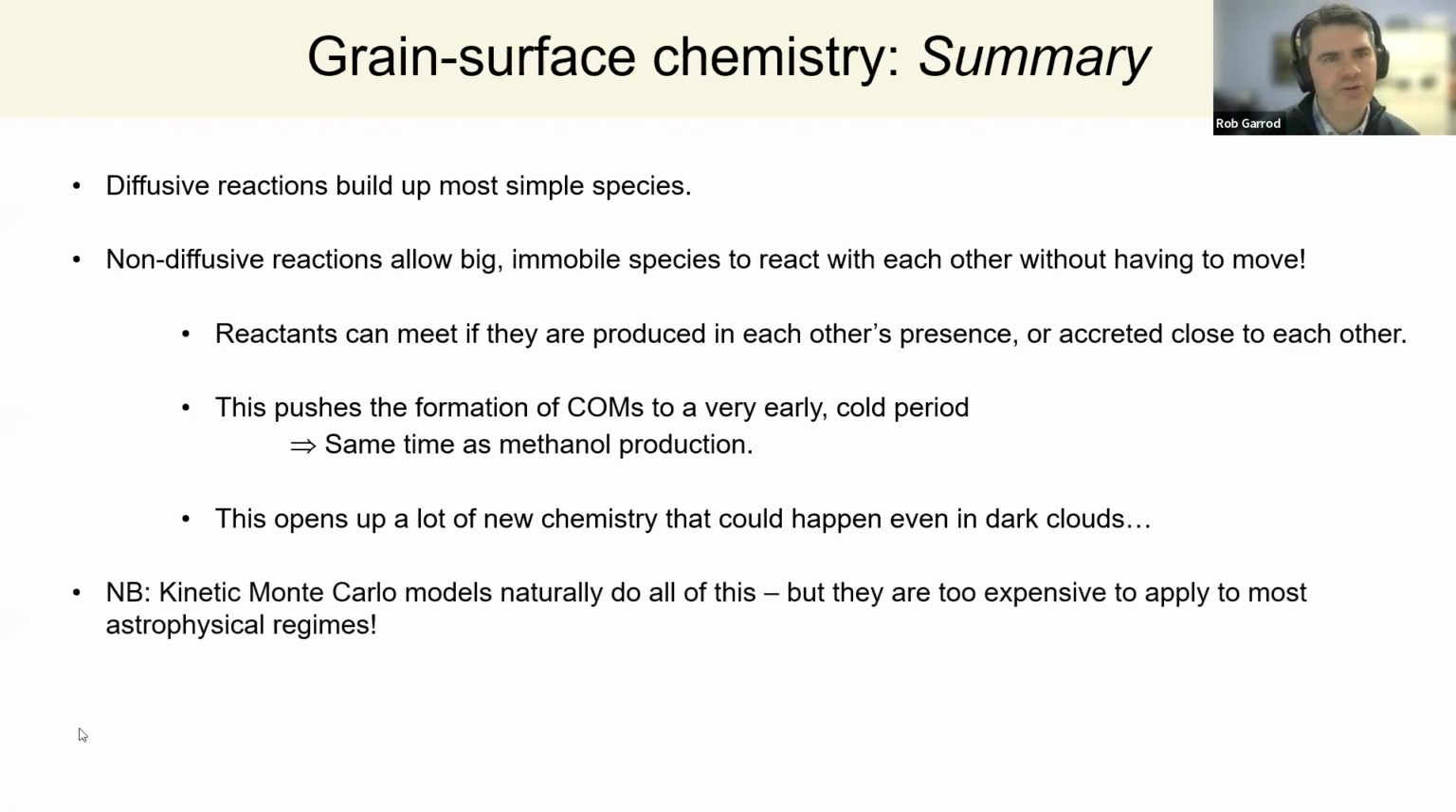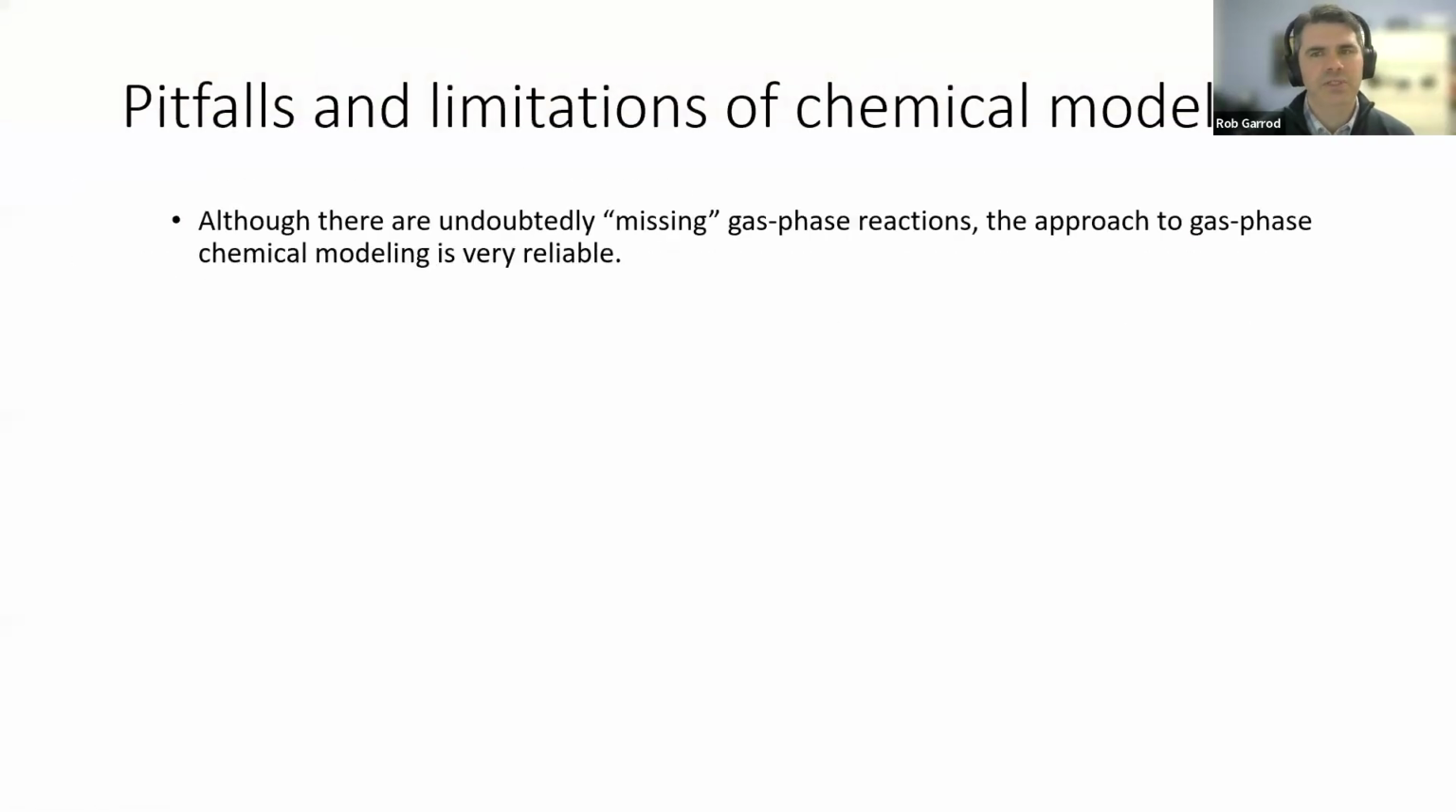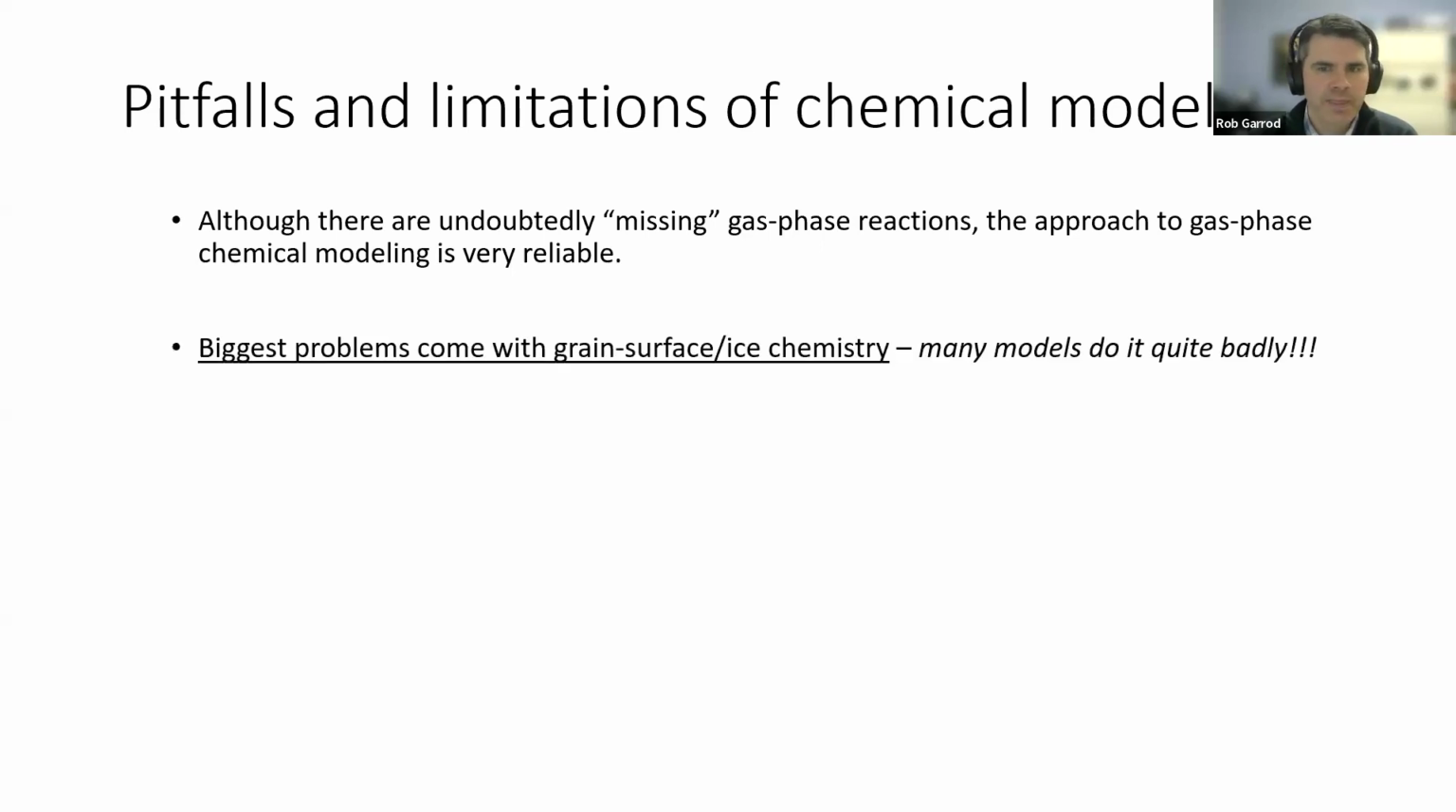So let me say briefly then, my final slide, what are the pitfalls, limitations of chemical models? As we had a question just now, I'm sure there are missing gas phase reactions, but the approach that we take to gas phase chemical modeling is pretty reliable. I think for simple molecules, we probably do have mostly fairly accurate networks at this point. The biggest problems do come with grain surface and ice chemistry. Some of that's because there's a lot that we don't know, or there are complications to actually simulating it. But also some models just don't do a very good job of grain surface chemistry. They're not perhaps very up to date. That's just a function of the field, I guess.